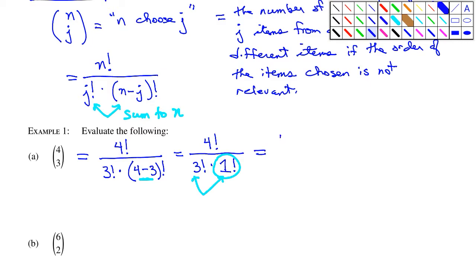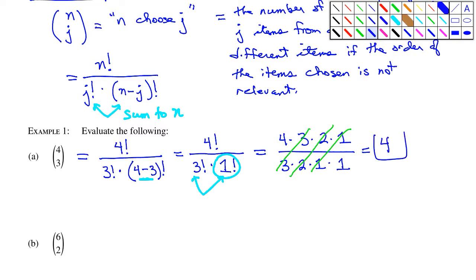So 4 factorial would be 4 times 3 times 2 times 1. 3 factorial would be 3 times 2 times 1, and 1 factorial is 1. Let's cancel what we can. So 3's, 2's, and 1's cancel, and you get 4. There's a 1 in the bottom, but 4 divided by 1 is just 4. So 4 choose 3 is in fact 4.